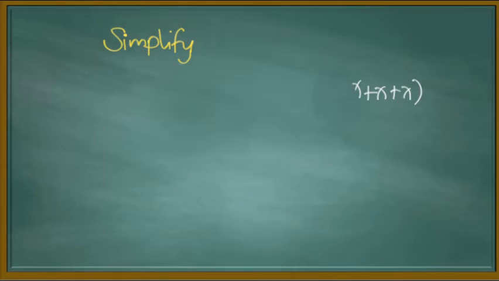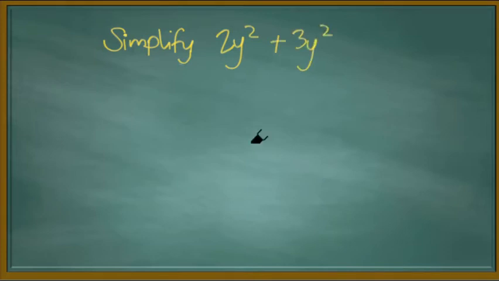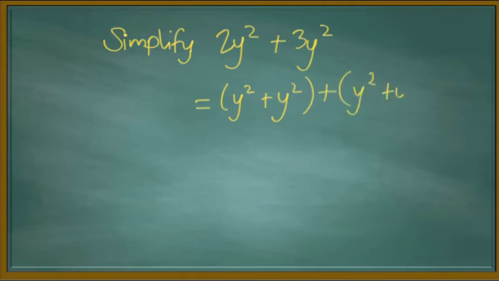Another one, if we had to simplify 2y squared plus 3y squared, again this would be the same as y squared plus y squared plus the quantity y squared plus y squared plus y squared. We have 5 of those, so we have 5y squared.